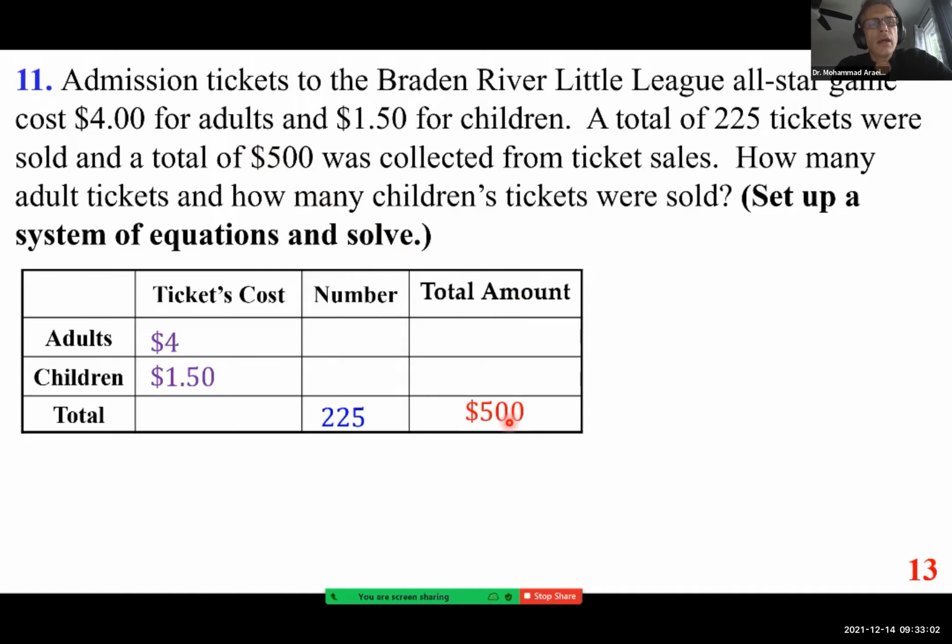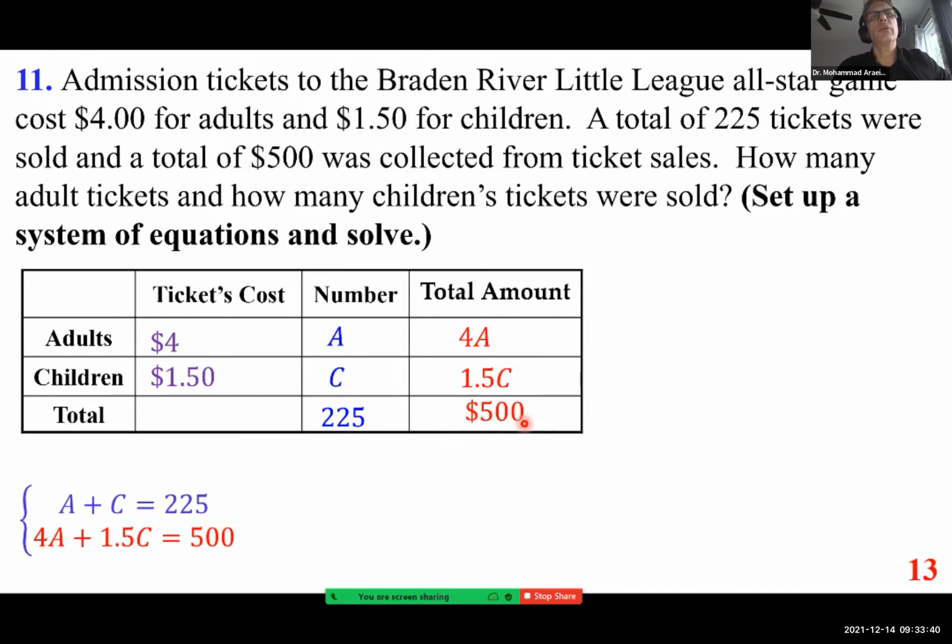Now again, we can go with X and Y, but let's go with A and C. The initials would make life easier if we go that way. A represents the number of adults, C represents the number of children. Also, right away, this is one equation, A plus C is 225. So how much do we pick from the adults? 4 times A. That would be the total amount we gain from the adults, and from the children, 1.5 times C. And they must add up to a total of 500. So this is the first equation. This is the second equation.